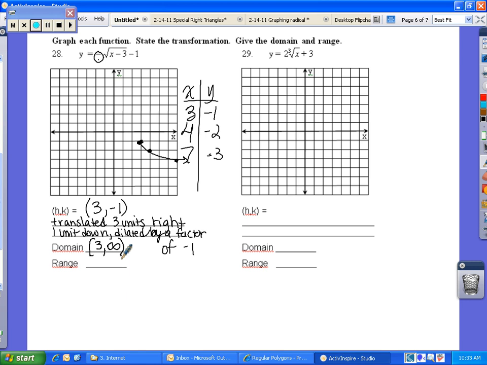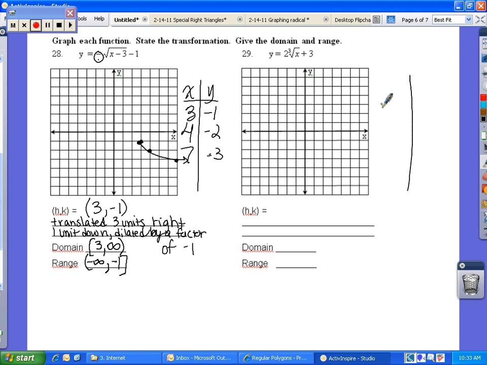For your range, you look up and down on the graph, and if you look up and down, you will notice that you do not hit any values until you get to -1, and then it's going to keep decreasing. So therefore, it is from -infinity, because it decreases all the way down to -infinity, up to -1 inclusive.